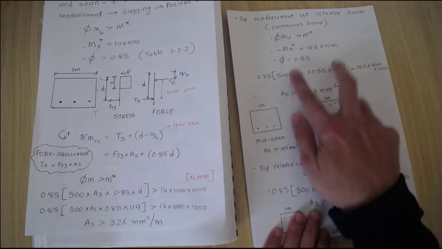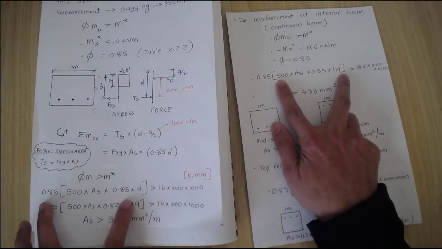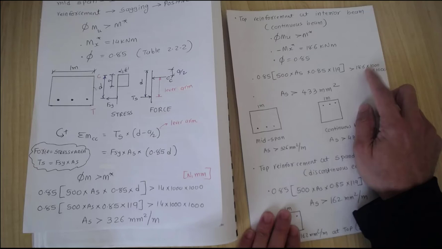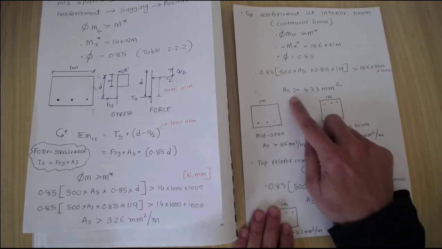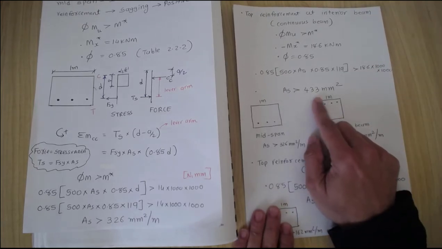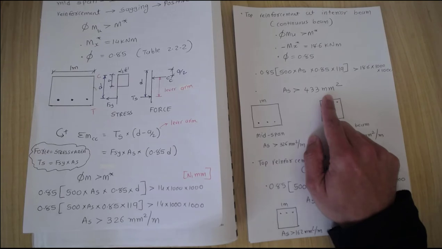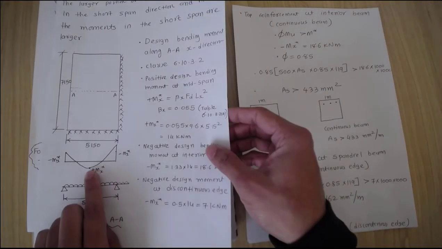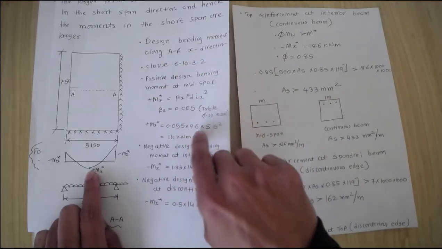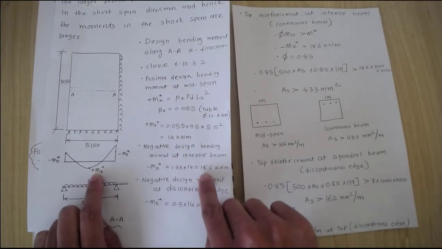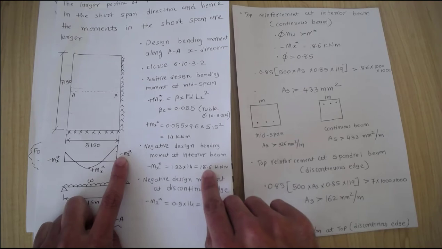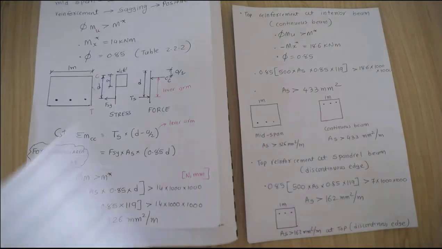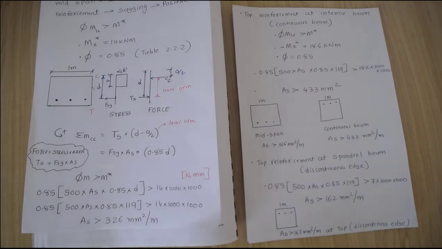I use exactly the same notation that I copied here. I explained this in the previous video, but instead of 14 I put 18.6. That gives us 433 millimeters square. That makes sense, right? Because here you needed 326 millimeters square, but for 14 kilonewton meters you have a higher moment here, almost 19 kilonewton meters. You need more reinforcement here. The calculations, the mathematics, make sense.